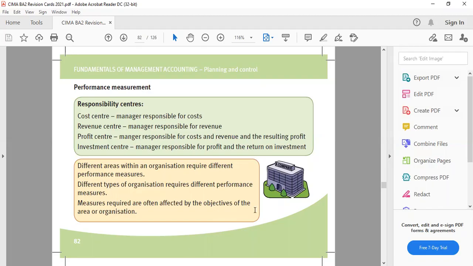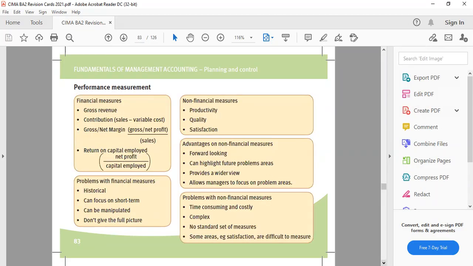Different areas within an organization require different performance measures. Different types of organization require different performance measures, which are often affected by the objectives of an organization. So each type of department has a different objective, whether to cut down on the cost, control the cost, etc.